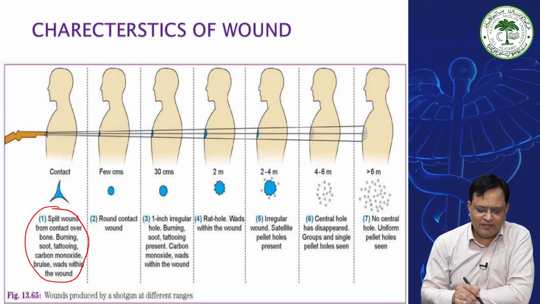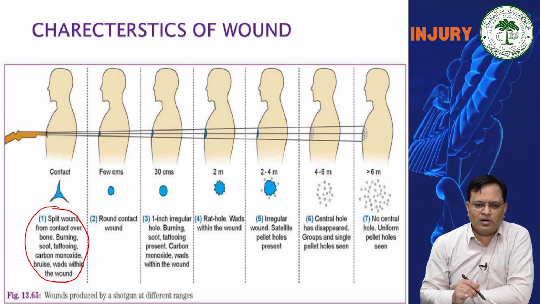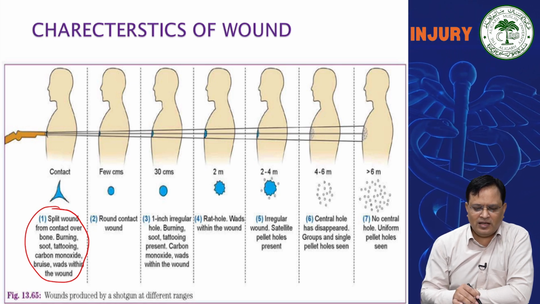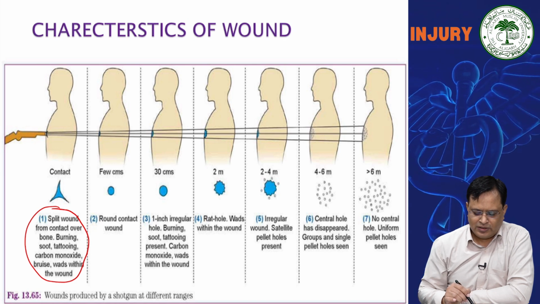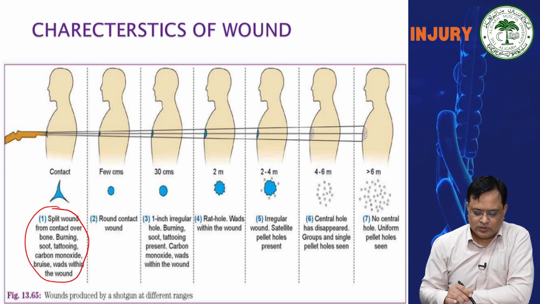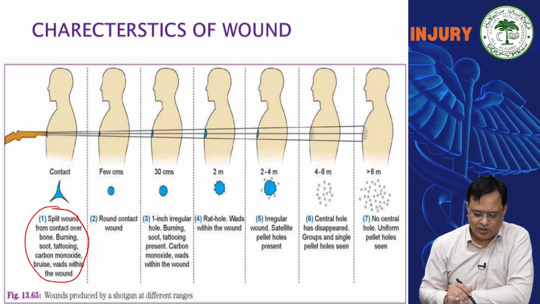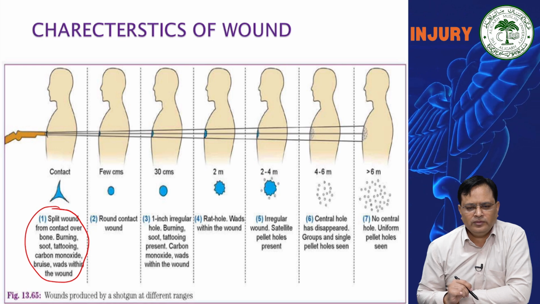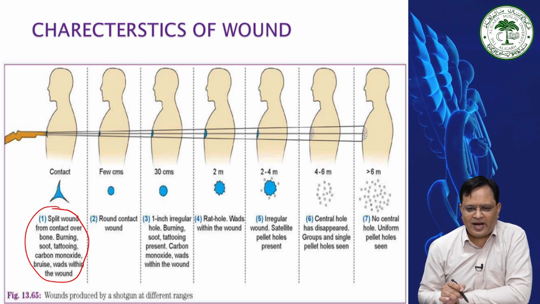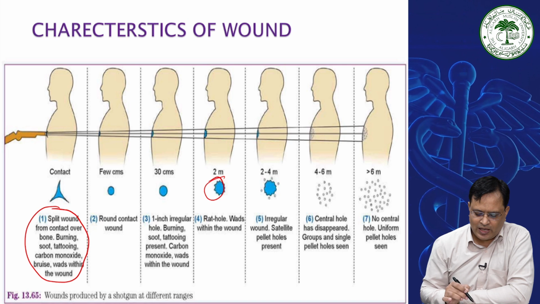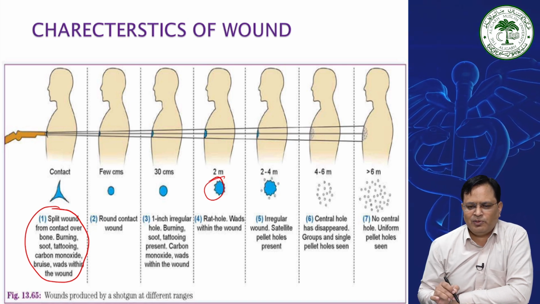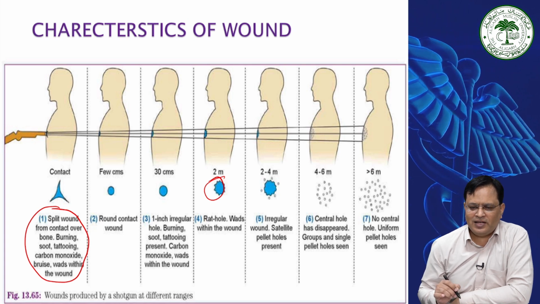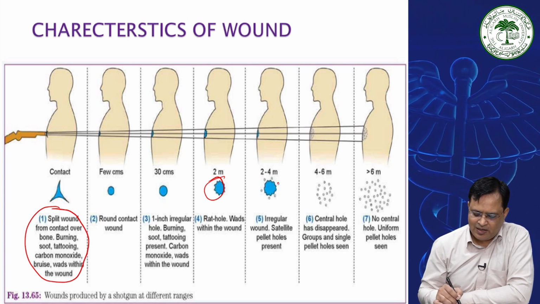Few centimeters, then we have circular wounds, round contact wound. Most of the time all the things are again inside the body. At 1 inch, irregular holes, but it is still circular. Burning, soiling, tattooing, carbon monoxide within the wound. Then at 2 centimeters we have a rat hole like appearance. Wads can travel up to that. Irregular wound, satellite pellets.